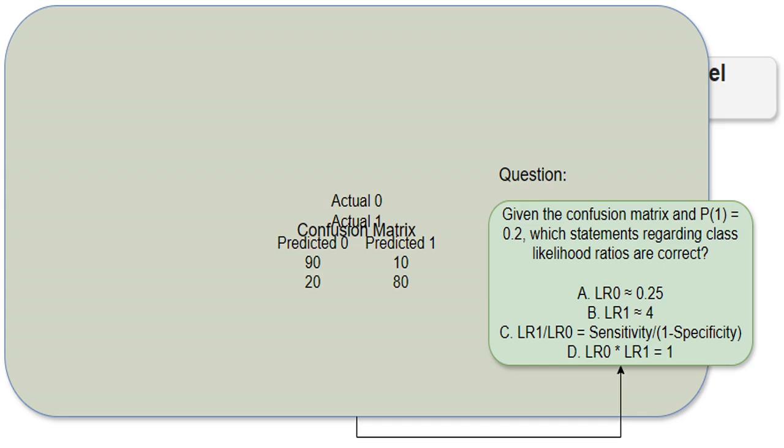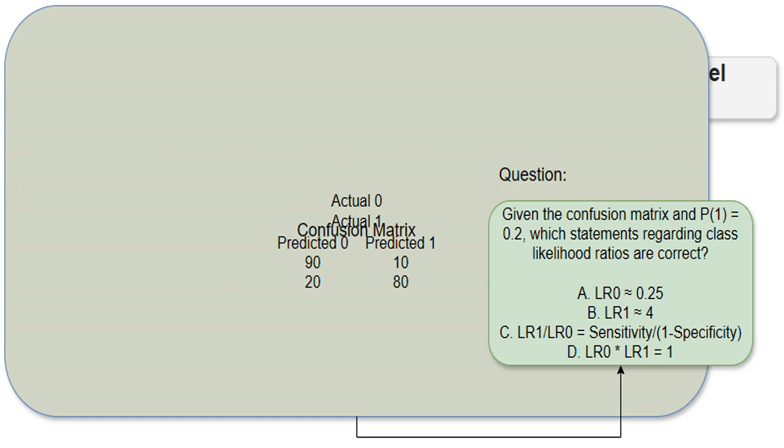I see a confusion matrix. It shows how many times my model correctly and incorrectly classified things. The rows represent the actual classes, 0 and 1, and the columns represent the model's predictions, 0 and 1.